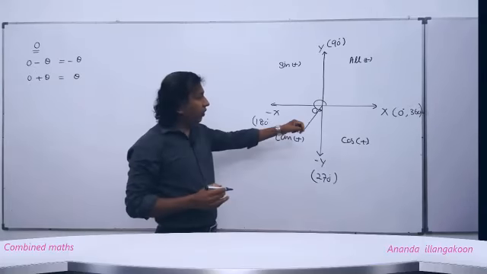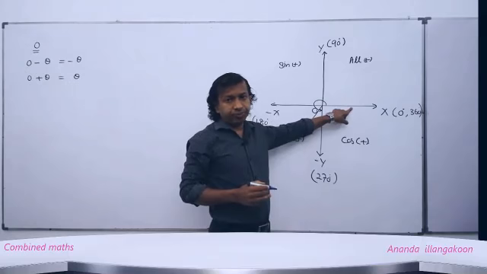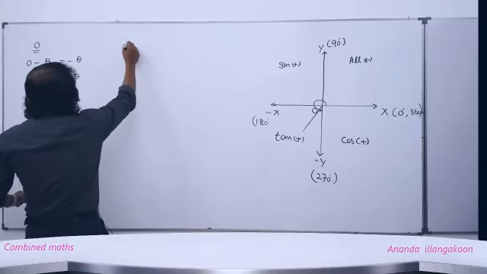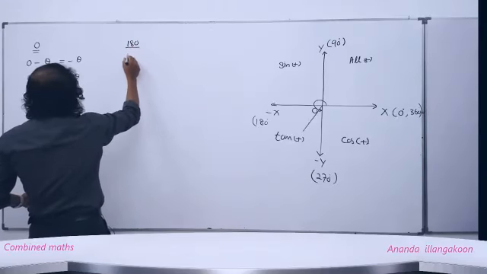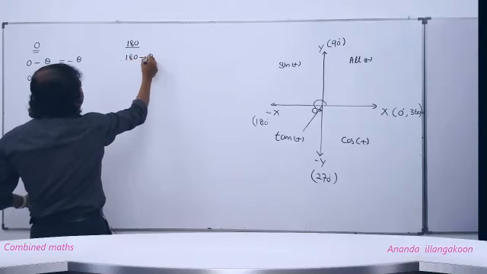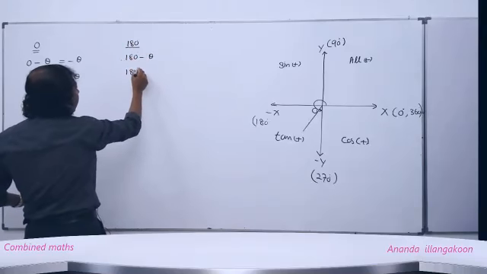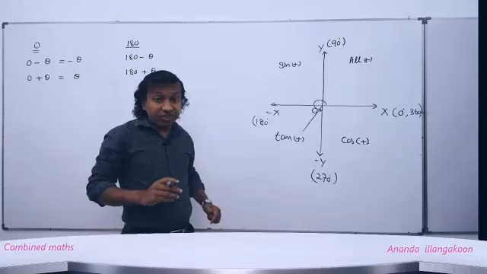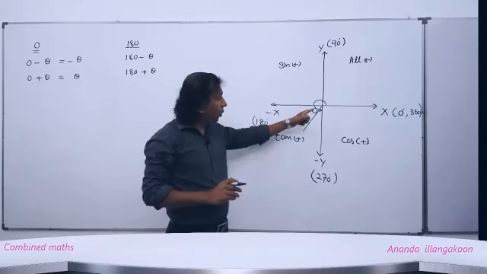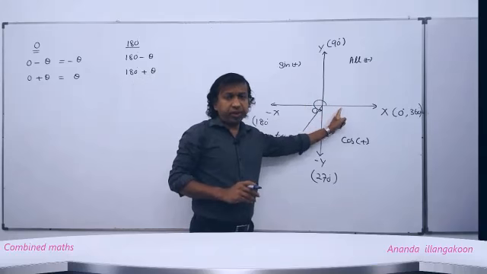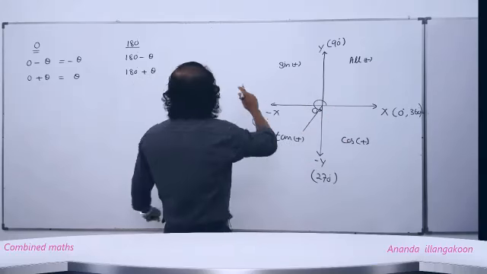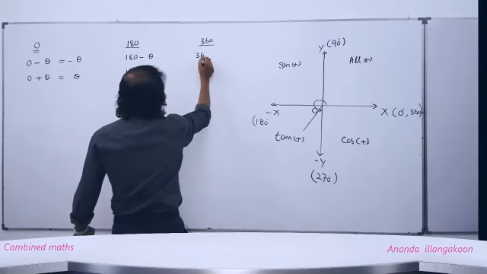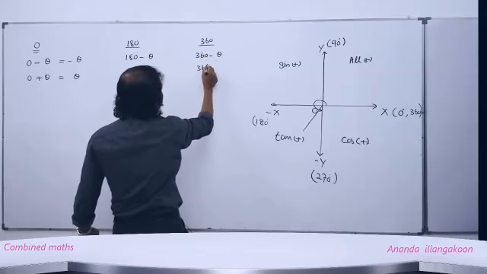When OP is on the positive x-axis, the very first angle is 0. Once it comes to the negative x-axis, the angle is 180. Then subtracting theta, what do you get? 180 minus theta. Adding theta, 180 plus theta. What is the next angle? Once this OP completes the first round, angle 360. Using the angle 360, what are the 2 angles we can form? 360 minus theta, 360 plus theta.